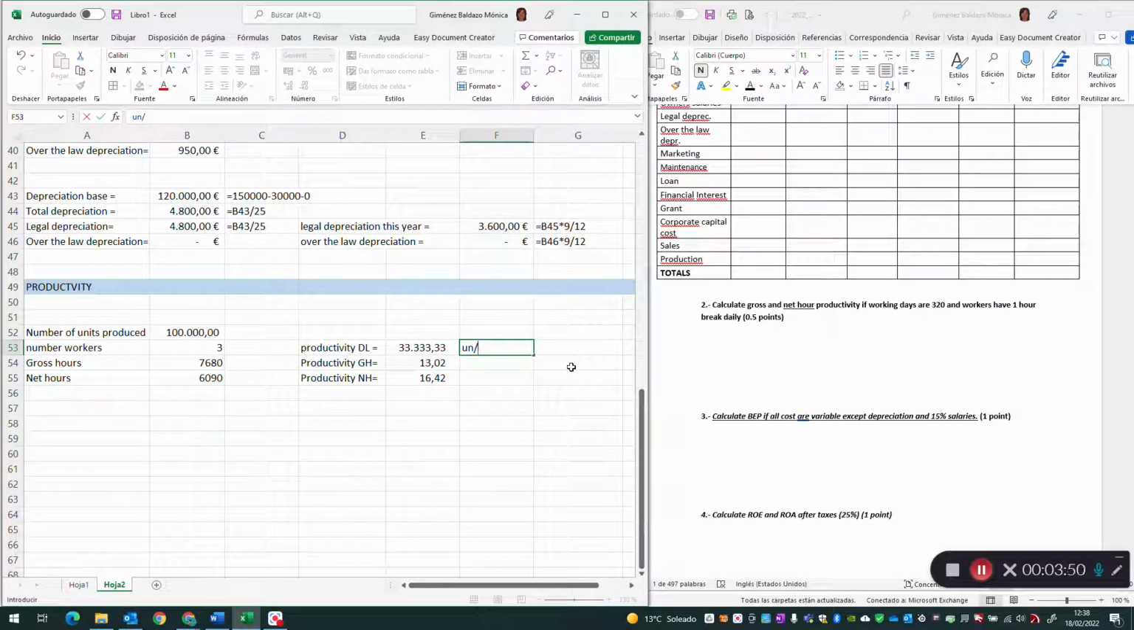The exercise is perfect whenever you add the meaning of the number that you are calculating. So this will be units per direct labor. This will be units per gross hour, and this will be units per net hour. Okay, like this, it will be perfectly solved.